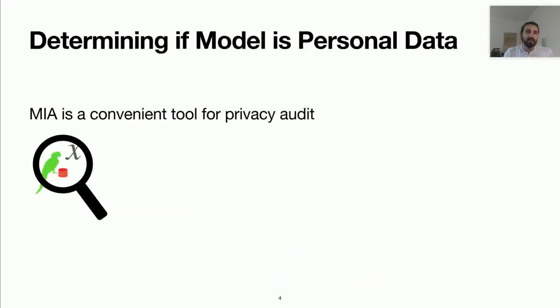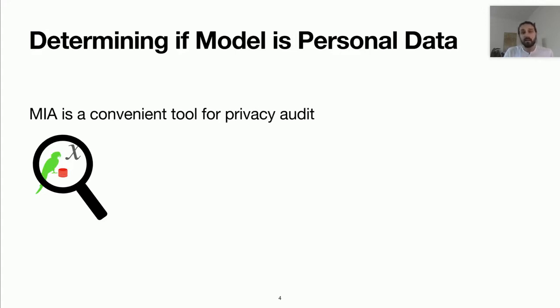Studying this form of disparate vulnerability is important, among all else, from the legal point of view. Legal scholars have argued that membership inference attacks are a good tool for auditing machine learning and statistical models for their privacy leakage. For example, under GDPR, the scholars have argued that if a model is vulnerable to membership inference, the model should be considered personal data and thus treated in a special way.